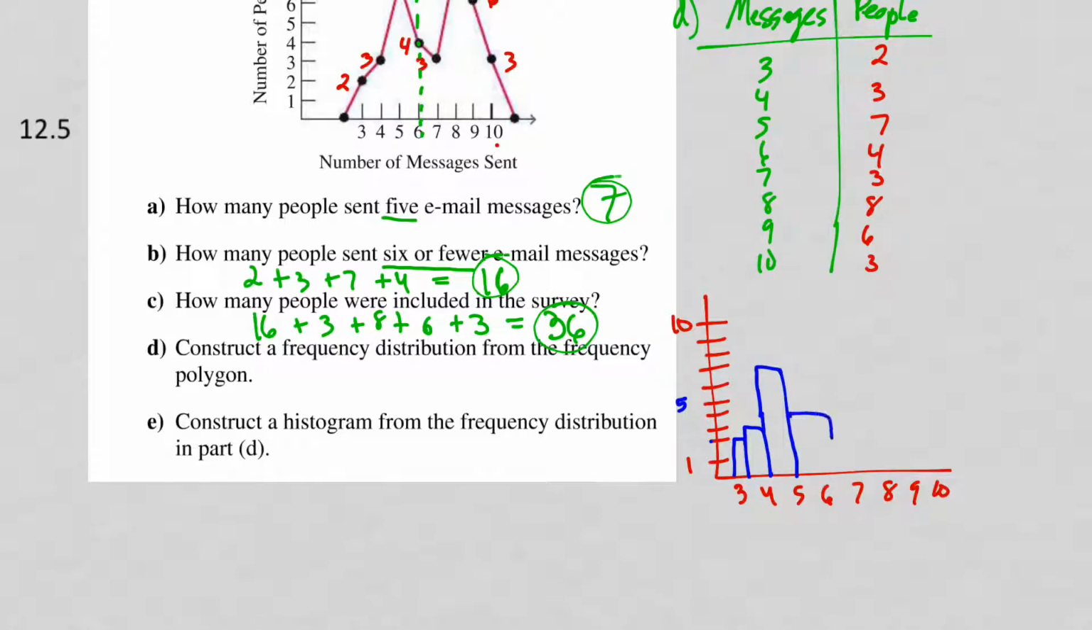4. 7 is going to be 3. 8 is going to be 8. 9 is going to be 6, so it's about right there. And 10 has 3, which is about right there.